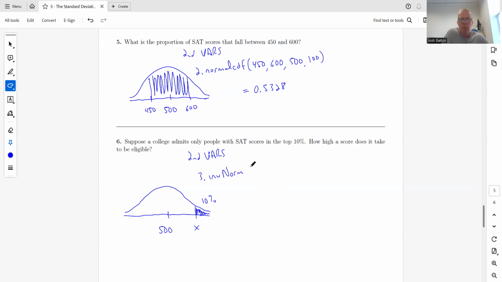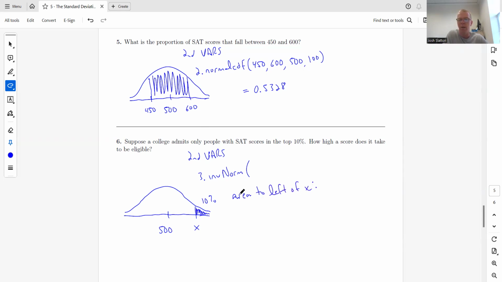And when you do inverse norm, if you had a menu on these up here, you will have a menu on this. And if you didn't up here, you're not going to here, but same idea. You're going to put the same numbers in the same order, well, this time 3 numbers. So if you do see the menu, you'll see area. This is area to the left, to the left of X.